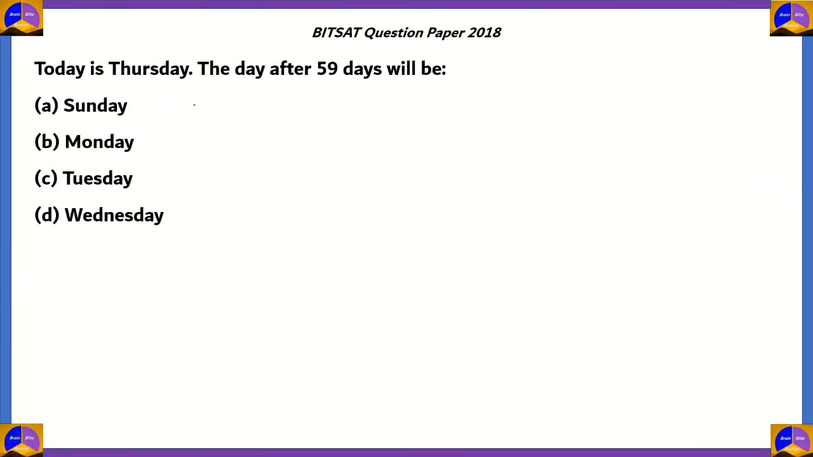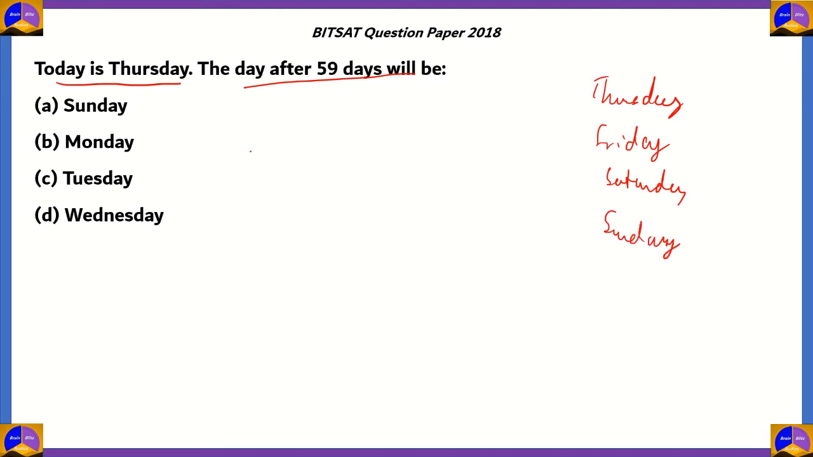Now this is a question regarding the days of the week. Today is Thursday. The day after 59 days will be Sunday, Monday, Tuesday, or Wednesday. So we have 7 days in a week. So if I were to start from Thursday, you get Thursday, Friday, Saturday, Sunday, and then there's Monday, there's Tuesday, and there's Wednesday. So if this is the first day, then you have 2, 3, 4, 5, 6, 7. So then the 8th day will turn out to be a Thursday as well.